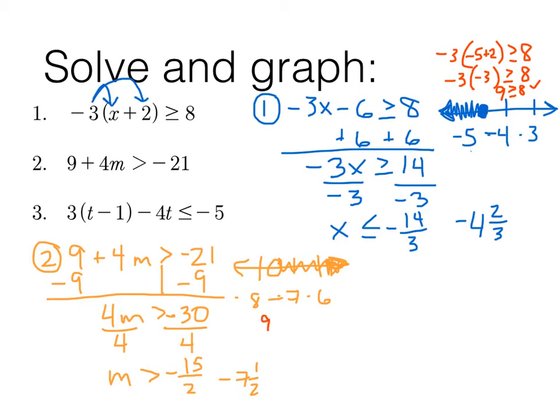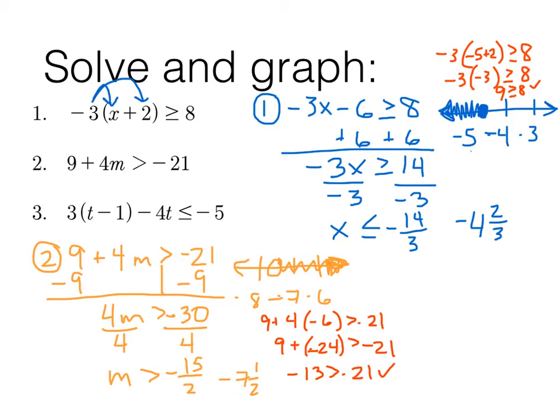So 9 plus 4 times -6, is that greater than -21? 9 plus -24, is that greater than? Nope, not greater than or equal to. Let me fix that. Just greater than -21. And indeed it is, because we get -13 is greater than -21. Check. I know I did that right. And I'm almost completely out of space, but that's okay.